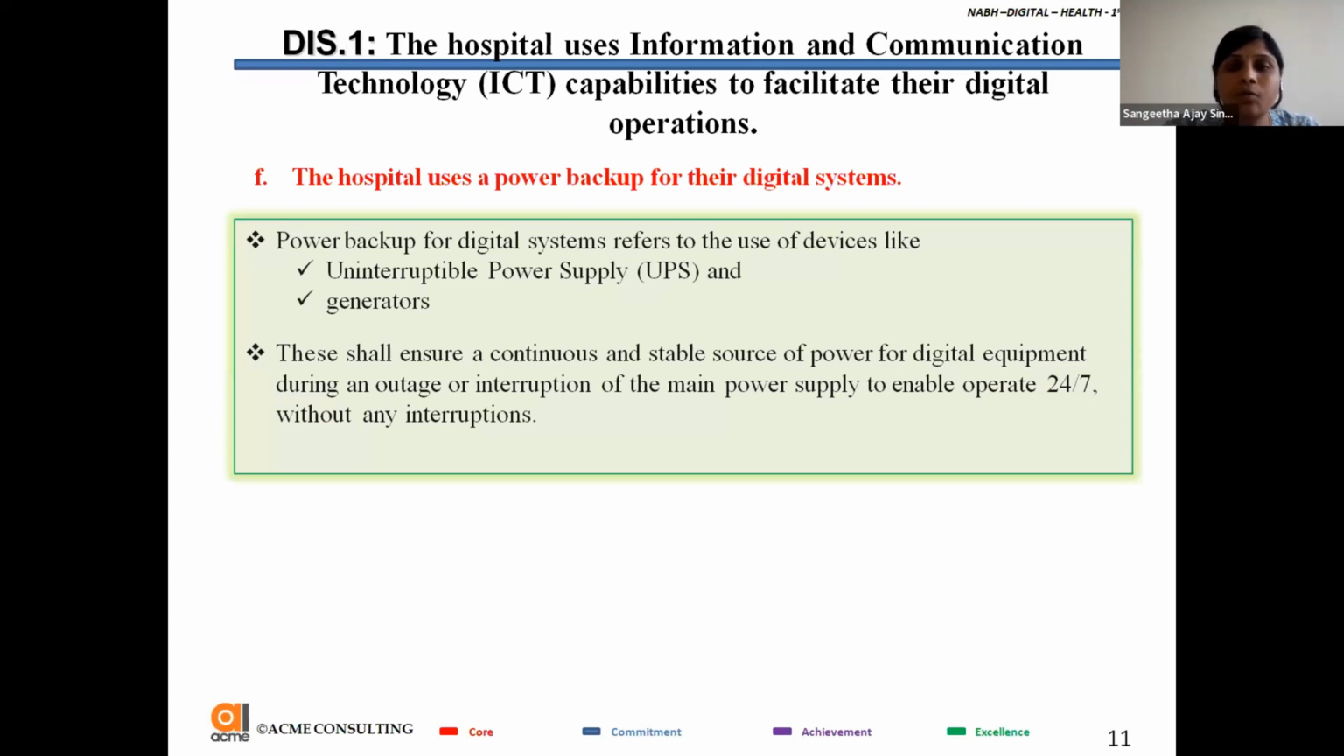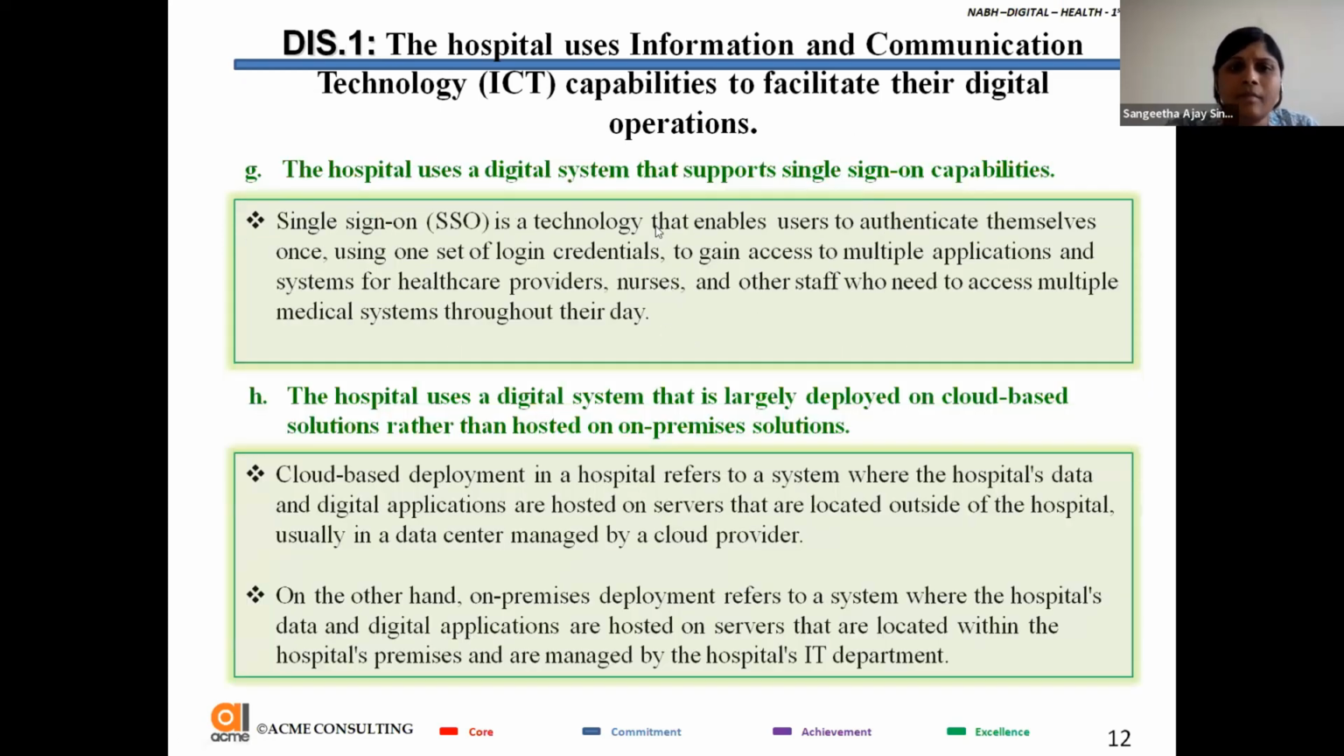In order to function properly without interruption of operation, the hospital should be provided with an uninterruptible power supply, called a UPS, and a generator. I know most of the hospitals, 99% of hospitals, already ensure this. Yes, but this is also one of the objectives in this chapter.